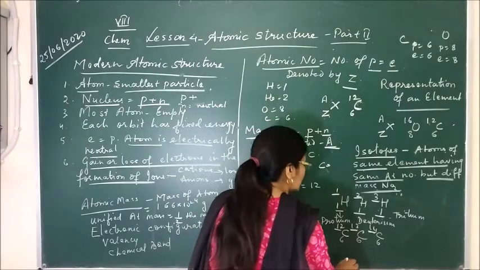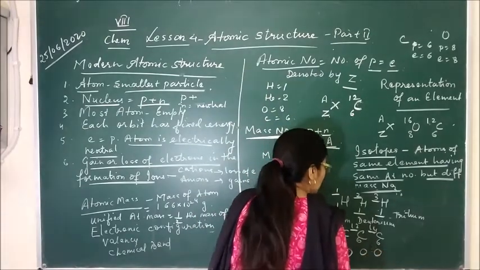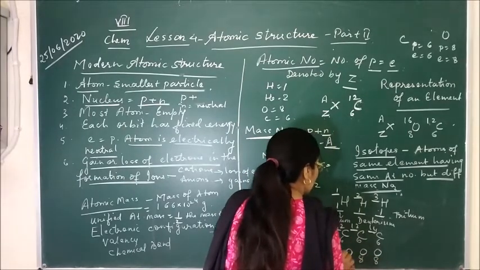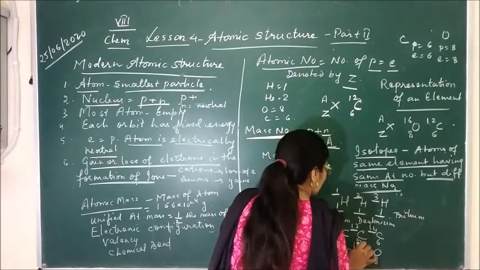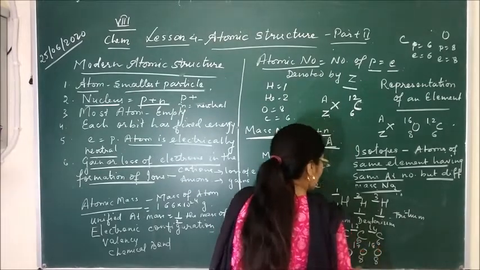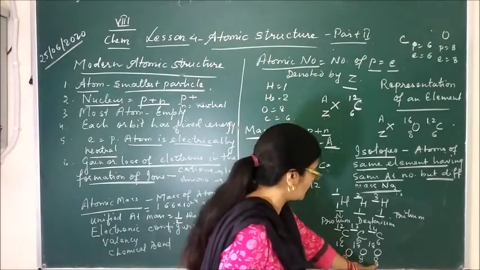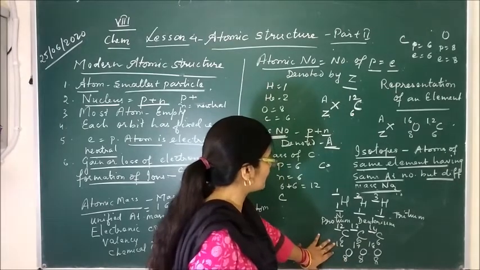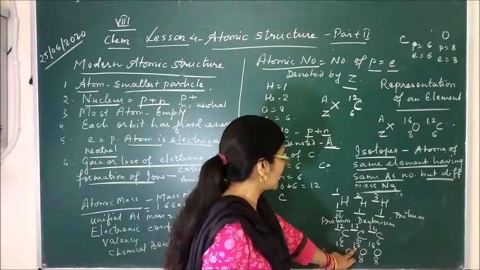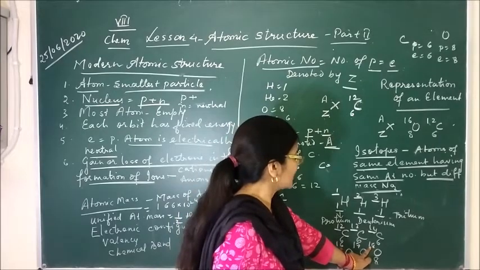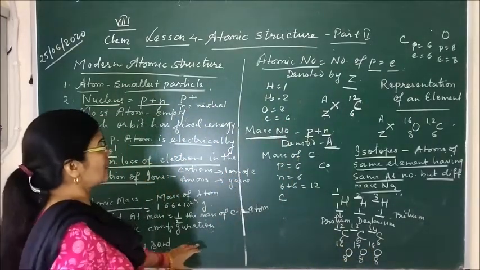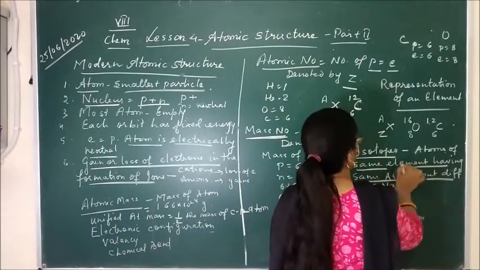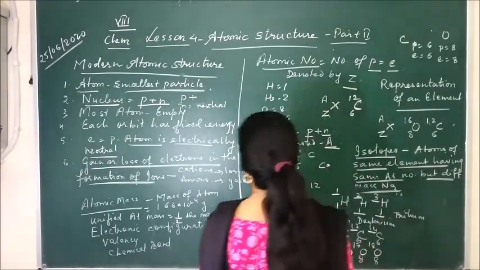In the same way, oxygen also has 3 isotopes. The atomic number is 8 in all the 3, but the mass number is different. In the first it is 16, in the second 17 and in the third 18. So this is how isotopes are formed: they are atoms of the same element having the same atomic number but different mass numbers.